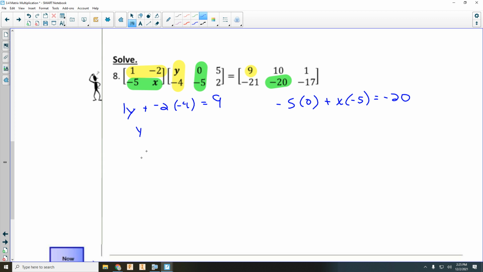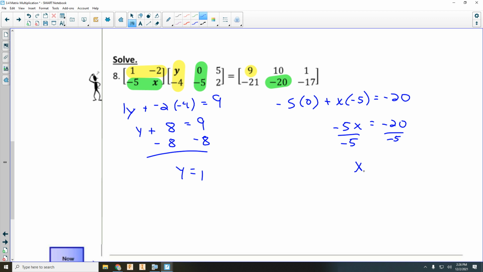And there's our equations we need to solve, and we got y plus -2 times -4 is 8. Y plus 8 equals 9. Minus 8. Y equals 1. 0 plus, so we got -5x equals -20. So we get 4.